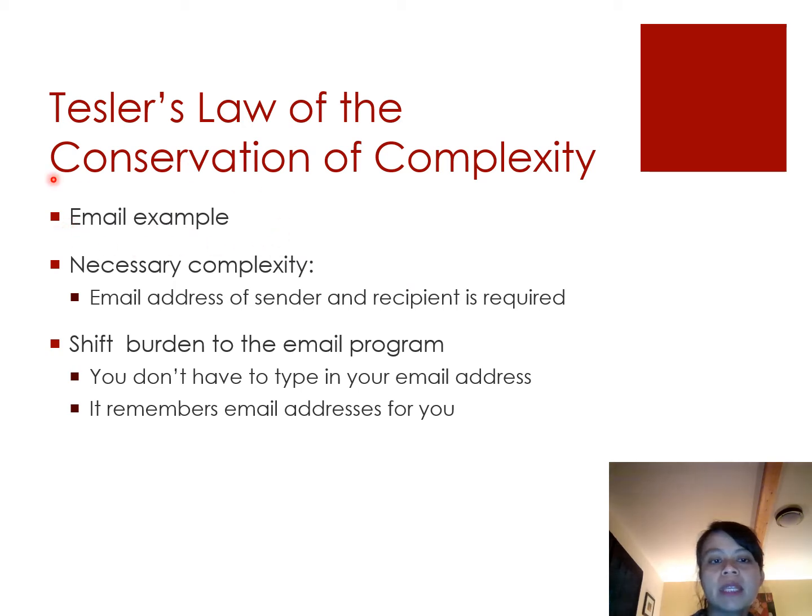So the example is the email example. The necessary complexity is that the email address of sender and recipient is required. But you can shift that. They have shifted the burden to the email program. You now don't have to type in your email address. When I go to Gmail, I just type in ymound. I don't have to type that whole address in anymore. It remembers the email addresses for me. So that extra work is shifted away from me, the user, to the program.